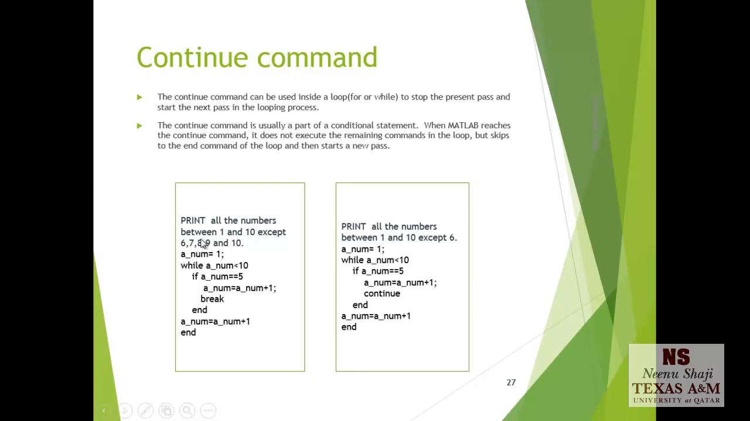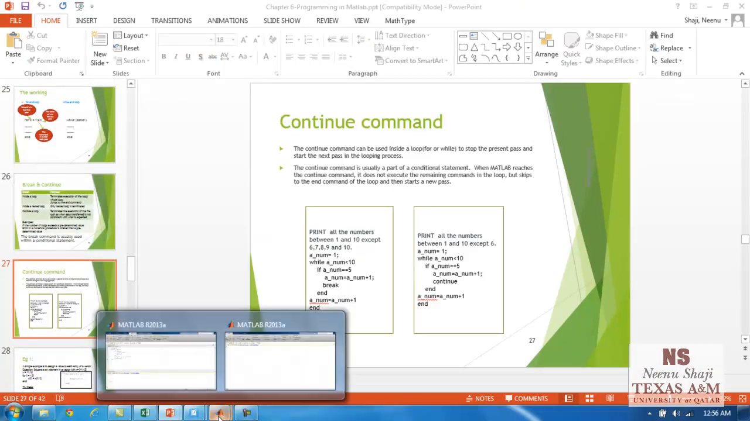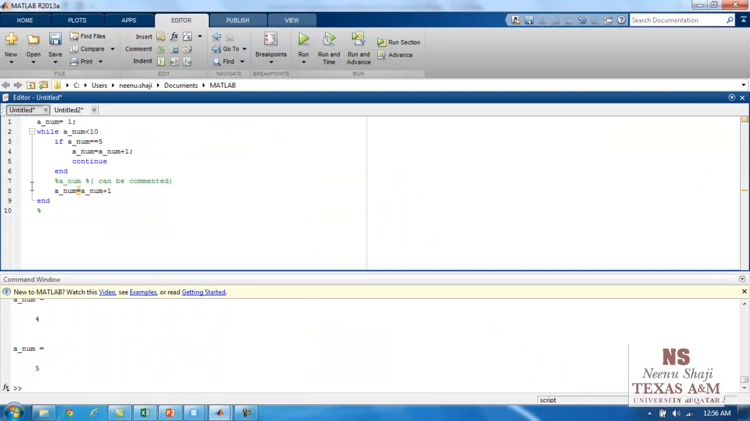Let's look at these two examples. The first one is using the break statement. Print all the numbers between 1 and 10 except 6, 7, 8, 9, and 10. So let's look at the example here. Initialize the number a_num to 1. While a_num is less than 10, if a_num double equal 5, a_num equals a_num plus 1, and then break, end.